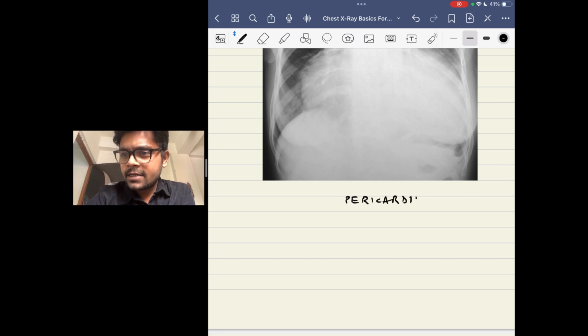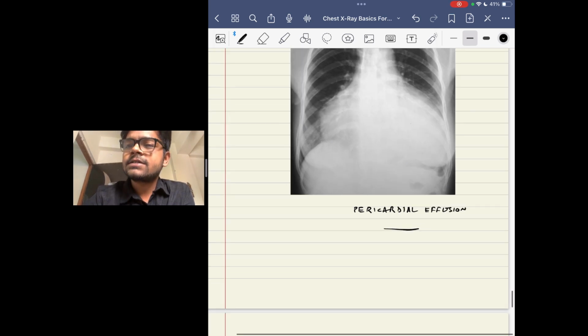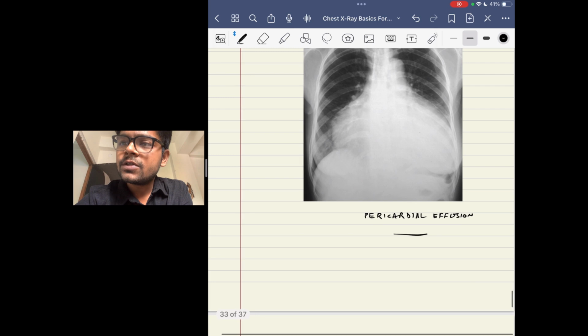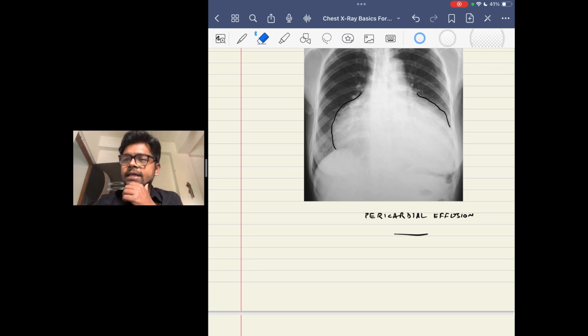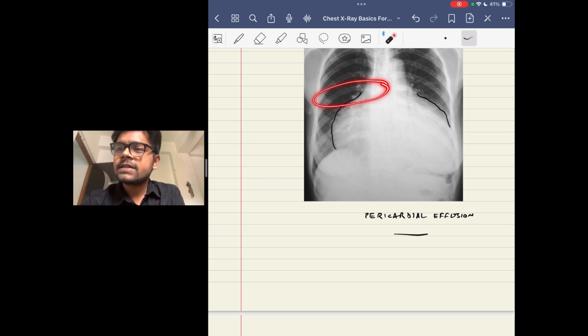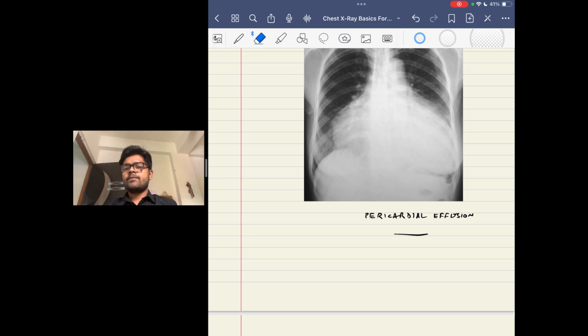How do I know that? There is definitely increased cardiothoracic ratio, and the heart borders are very much smooth. This border is very much smooth. Usually the heart border is not that much smooth. There is no pleural effusion, so you cannot think of cardiomegaly. There are no signs of heart failure also. So this is definitely a pericardial effusion. Important X-ray for the exams.